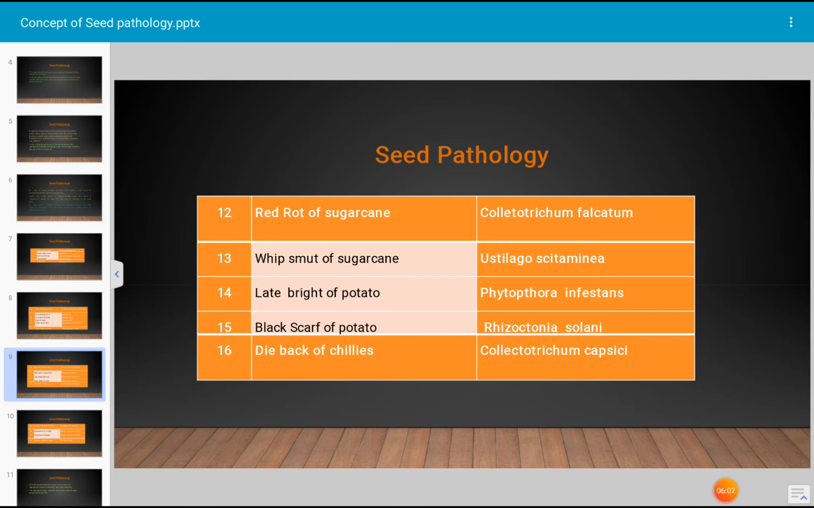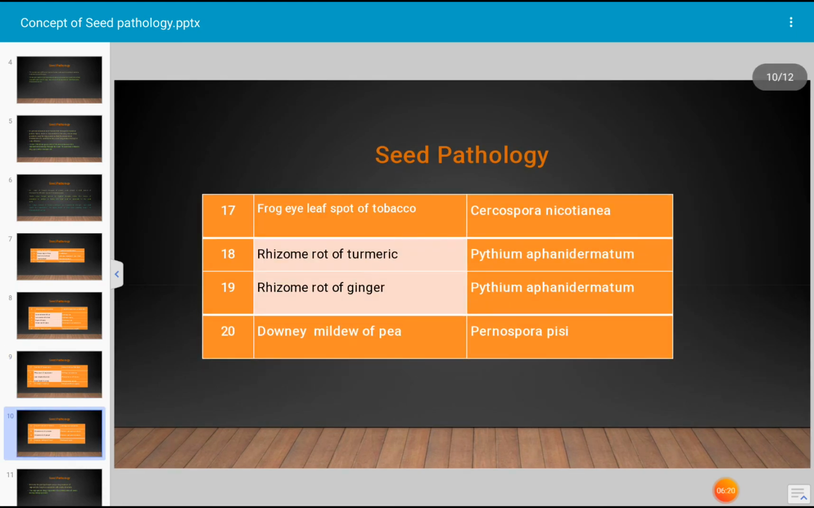A few more examples: red rot disease of sugarcane, caused by Colletotrichum falcatum. Smut disease of sugarcane, late blight disease of potato, black scab disease of potato, dieback of chilies. All these diseases are caused by different types of pathogenic fungi that are carried through the seed.